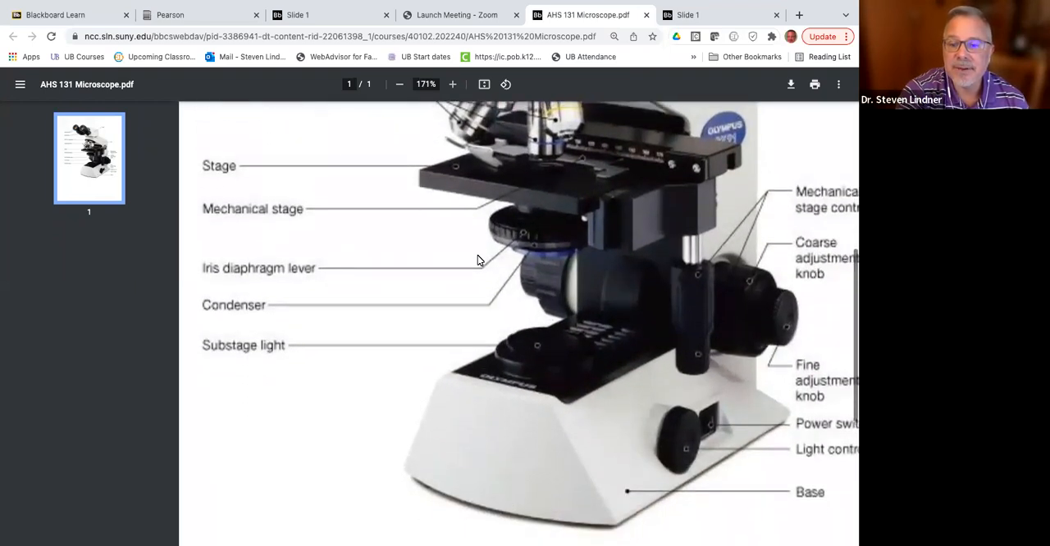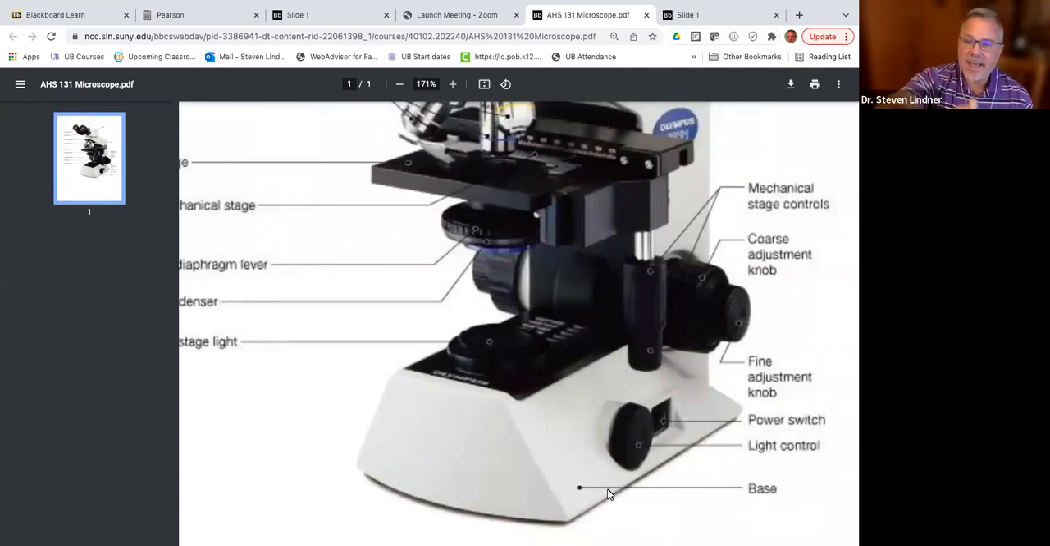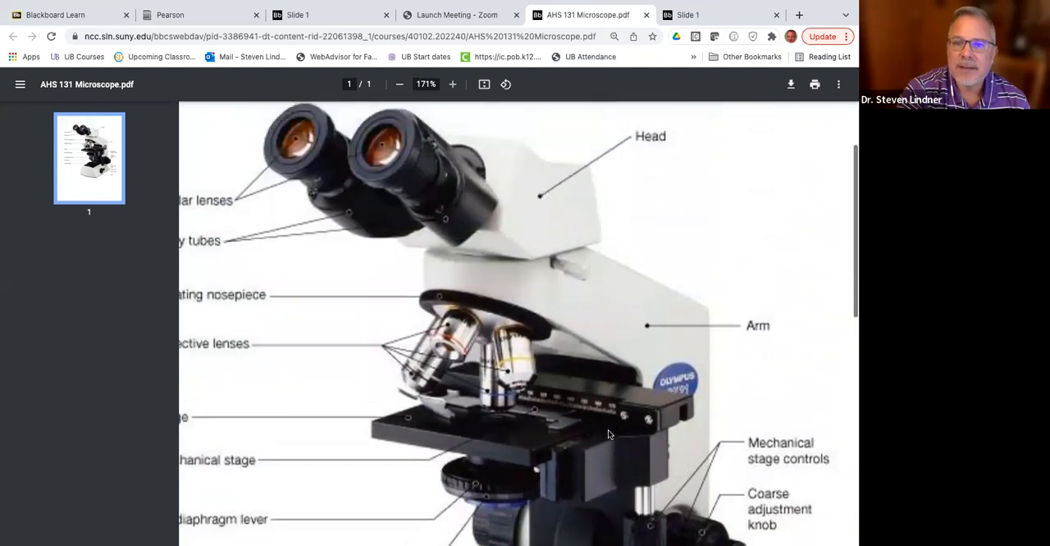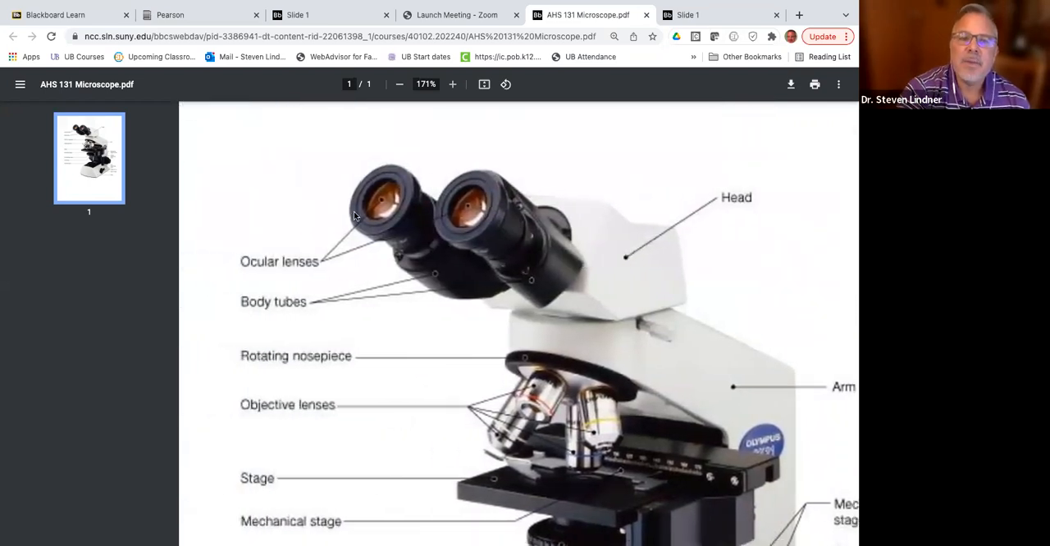So the bottom of it is called the base, and this is where our hand would hold it whenever we're moving it. And on the base, we do have the power switch and a light control. At the very other end is the head. And on the head, we have these ocular lenses. This is what we're going to be looking through. And these are manipulable, right? You can manipulate them and separate them. All of our eyes are at different depths. Some are wider, some are closer together.